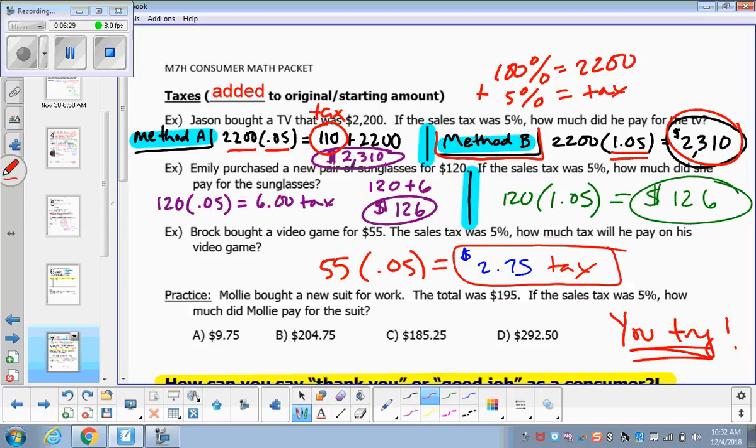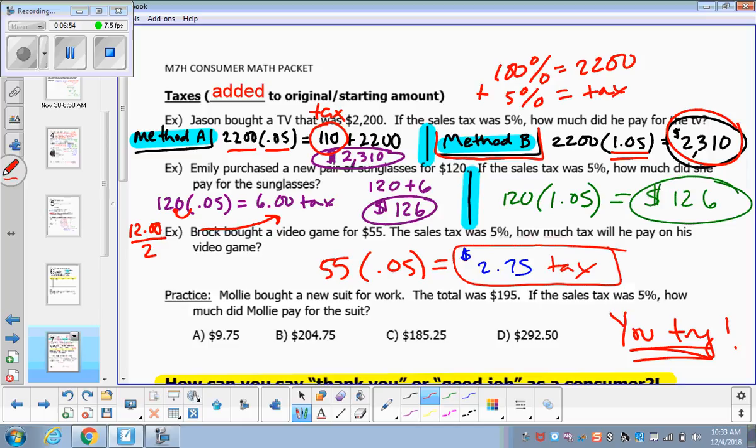Now let's take a look at the second example. Emily purchased a new pair of sunglasses for $120. There's a 5% tax rate. How much did she pay for the glasses? Now I want to point out that to find 5%, it's super easy. You take 120, move the decimal once for 10%. That'd be $12. Now cut it in half and you get the $6 tax.